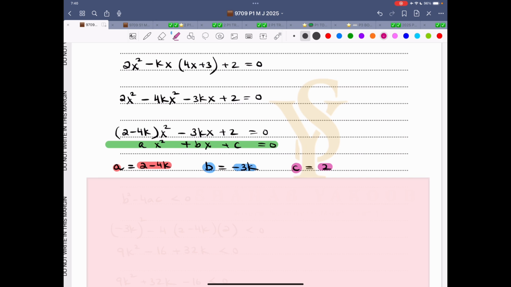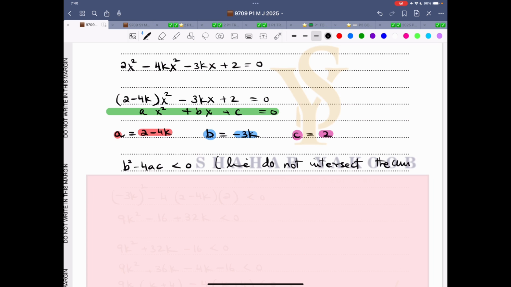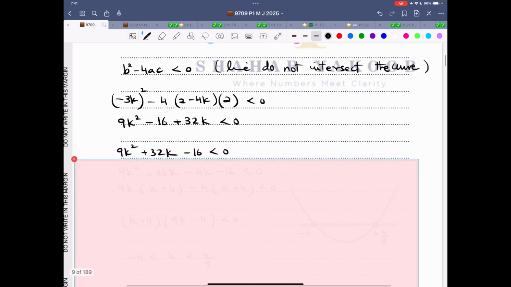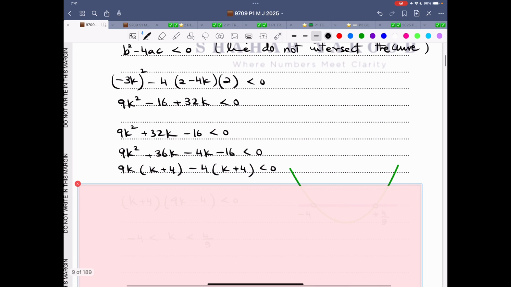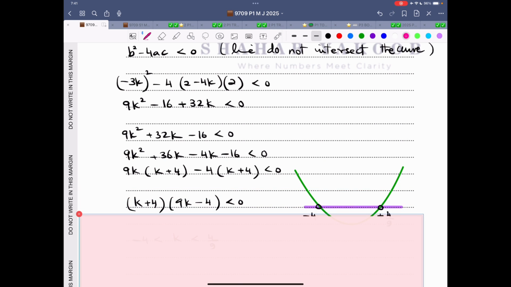So we have a, b, c. And what is the condition that we are applying? b squared minus 4ac is less than 0, since the line does not intersect the curve. So now this thing is done. And then again we are back to the basics. Again middle term factorization. I think that's the 4th time now. So now we have middle term factorization, MTF.